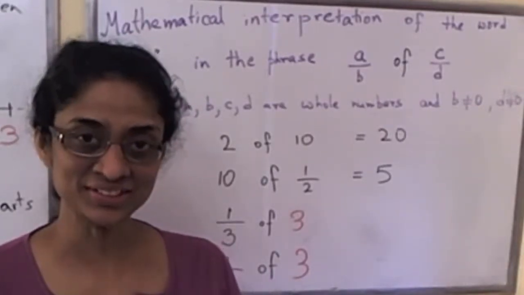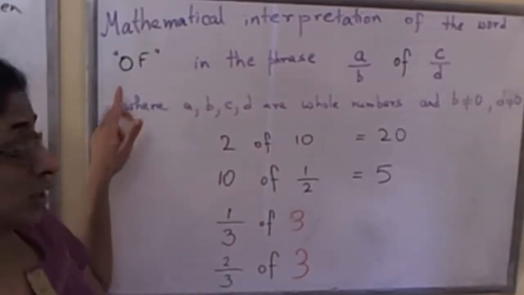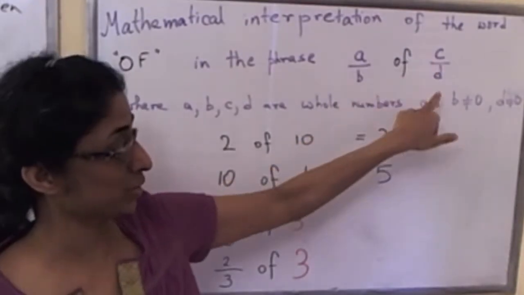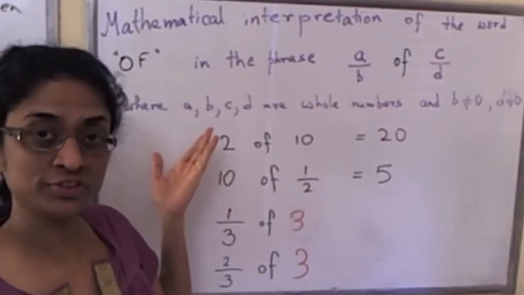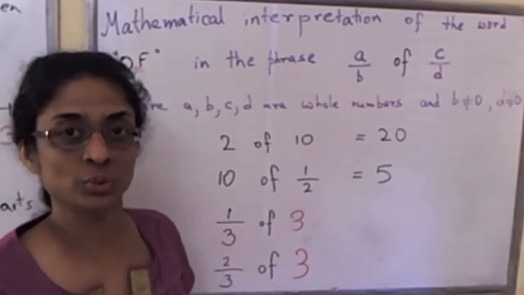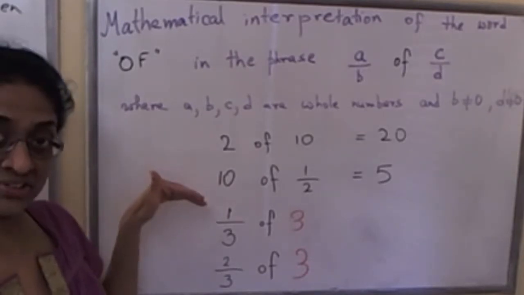Hi, in this series, let us talk about the mathematical interpretation of the word "of" in the phrase A over B of C over D. So, we often encounter this, a fraction of a fraction. So, we're going to discuss what that really means. So, let's start out with some simple examples.